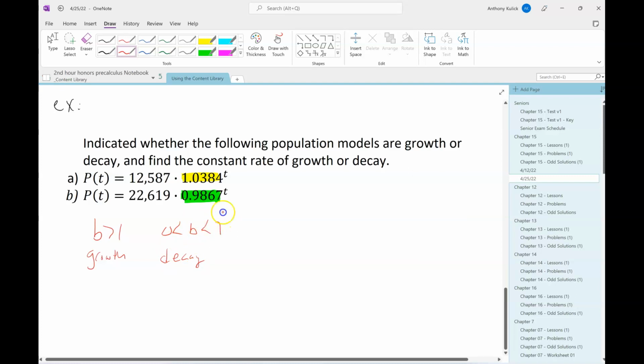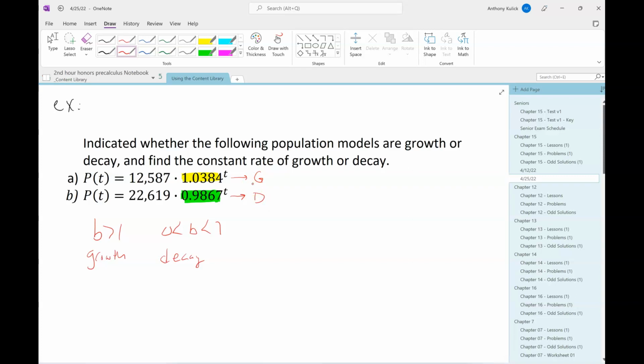If it's between 0 and 1, then it's decay. And remember, the base of the exponential can never be negative, can't be 0, can't be 1. So that covers all the possibilities. Everybody agree? So part A, growth or decay? Growth. Part B, growth or decay? Decay. Everybody feel good with how we did that? Just using the definitions, right?